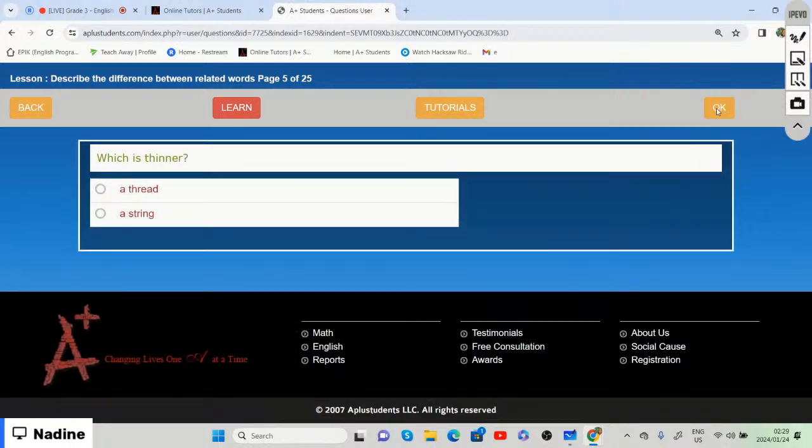And then which is thinner? So well done, a meal is correct. So which one is thinner? Is it a thread or a string?